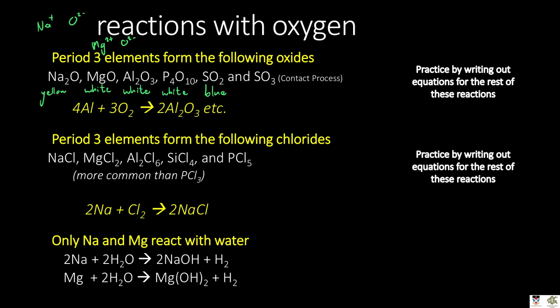But generally, it will be good enough if you remember the general formula and you can apply it to any of the specific elements. So practice writing out the equations for the rest of these reactions. I've given you the one here where aluminium reacts with oxygen gas to form aluminium oxide. In terms of state symbols, if you wanted to add those in, aluminium is a solid, oxygen is a gas, and aluminium oxide is a solid. So you can also add those in.